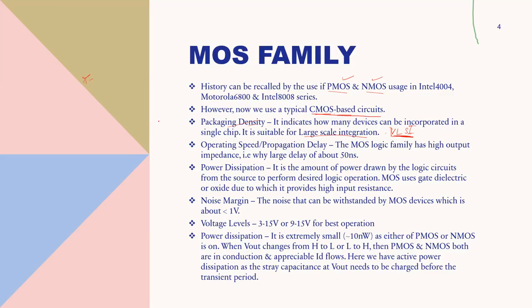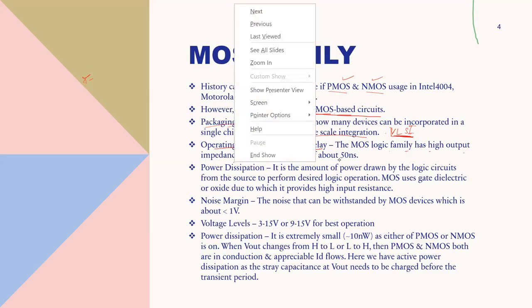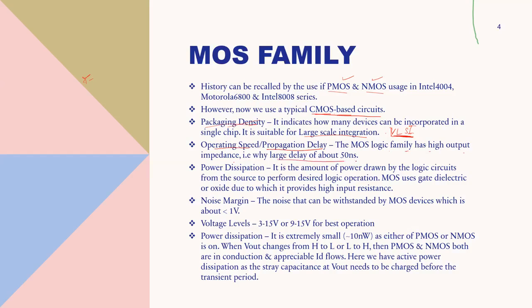They have graphic controllers and graphic controller on their chips. The main purpose of that, they would also have that many transistors. So packaging density is one of the biggest points for this MOS family. Then coming to operating speed or propagation delay. We all know that MOS logic family has a very high output impedance, and that is why we have a very large delay of about 50 nanoseconds.